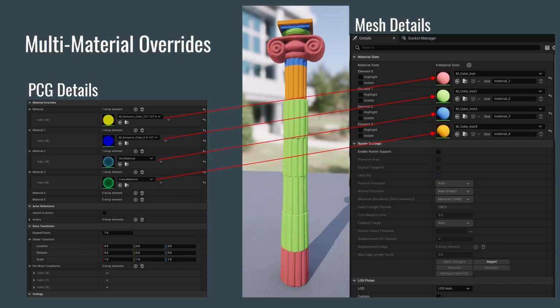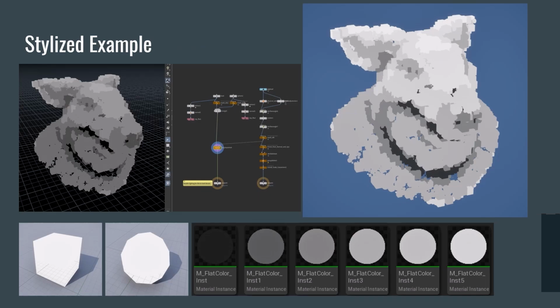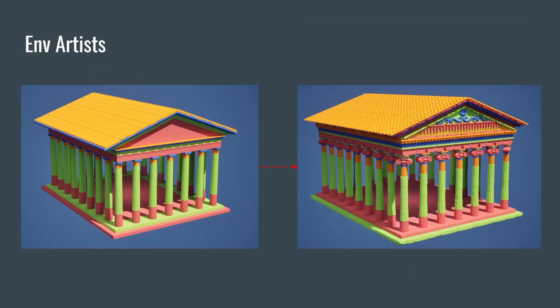You can override multiple materials per mesh if your meshes have more than one material. I used attribute rename to rename the first material slot so I don't have to create a new struct for each material slot. Here's an example of material overrides. The pig is made of boxes and spheres. I used ambient occlusion SOP to calculate the gradient, then assigned darker materials to the darker areas and lighter materials to the lighter areas. You can swap your proxy meshes with the final version simply by updating the data asset.